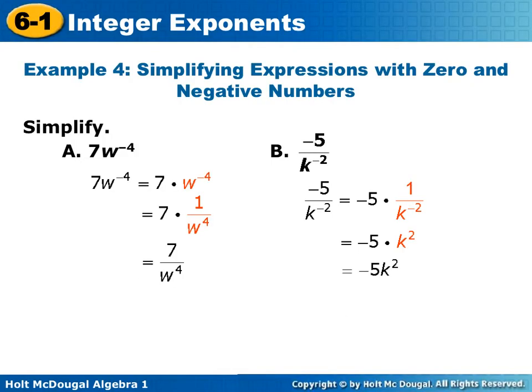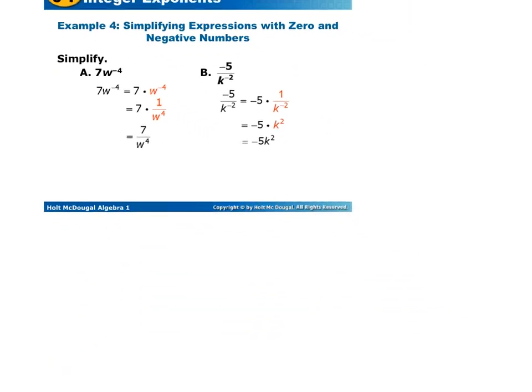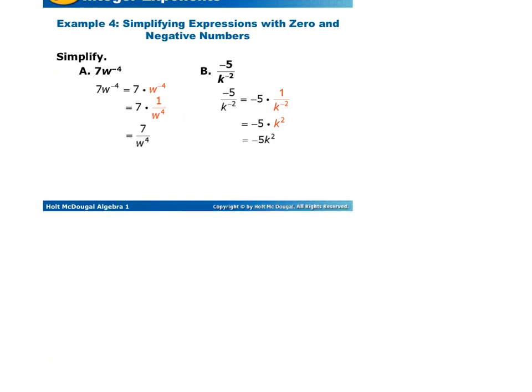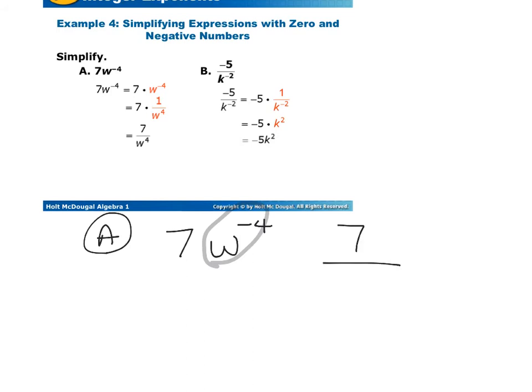Okay, so let's look at an example here. So here we go with part A, and it has 7w to the negative 4. I need to make my exponent become positive. We've already been seeing at the beginning that when you have a negative power, you just move it to the bottom of a fraction. Notice this negative 4 is only on the w. It's not on the 7. So the 7's going to stay in the top. The only thing moving to the bottom is the w.